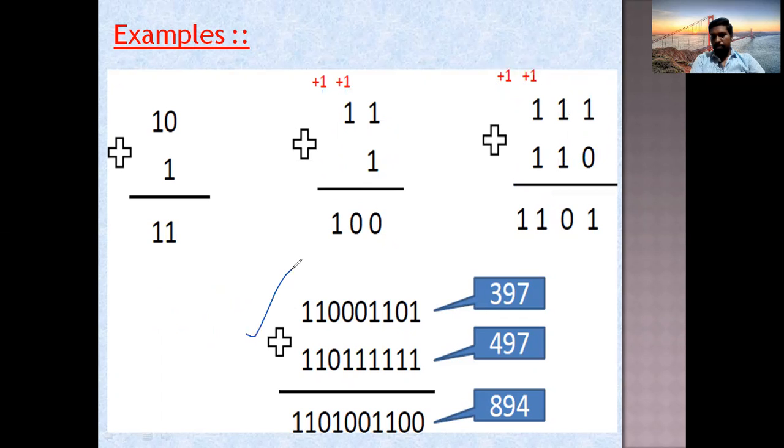So this is the example, the best example. 1 plus 1 is 0, again 0 plus 1 is 1. 1 plus 1 is 0, you will get one carry here. Again 1 plus 1 is 0, you will get one carry here. Again triple 1 is 1, you will get one carry here. Again triple 1 is 1, you will get one carry here. So 1 plus 1 is 0, you will get one carry here.